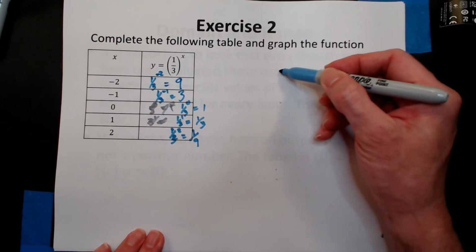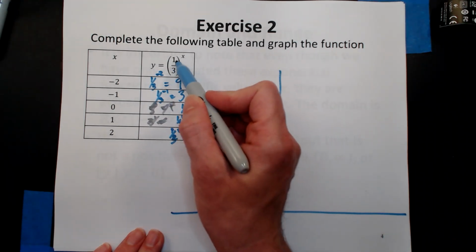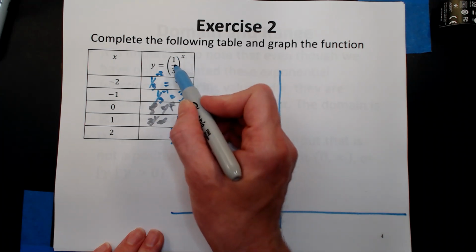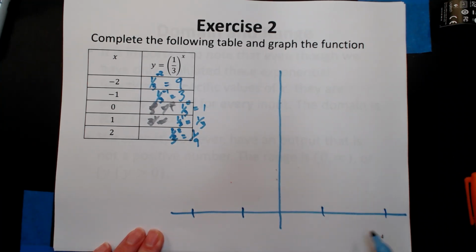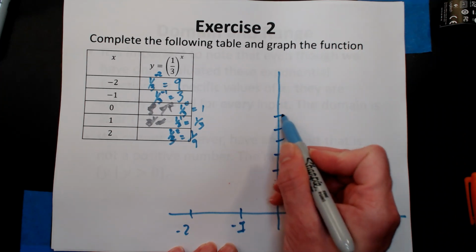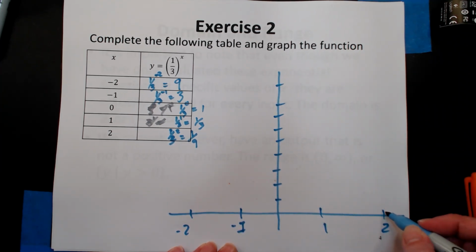So we're going to graph this. Very similar to before, there's no number I can raise this to that makes my number negative, so I'm going to be above the x-axis here. I'm going to mark out -2, -1, 1 and 2, and then I'm going to go up to 9: 1, 2, 3, 4, 5, 6, 7, 8, 9. So at 2, we're at a 9th.